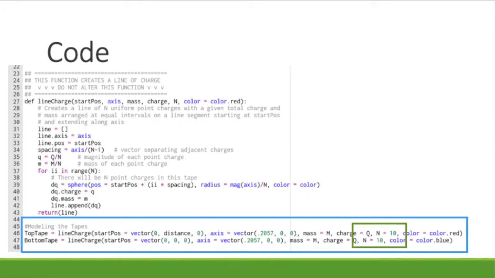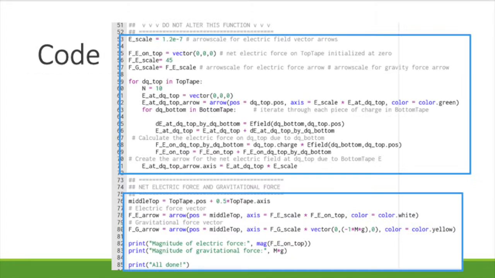Here the code creates the tape 1 and tape 2 models. N is the value used to divide the tape into more or fewer pieces, and I chose to use 10 pieces. The larger the N value is, the more accurate the calculation of the charge will be. This part of the code takes each individual piece of tape and calculates the electric force of the pieces and then sums them all up to get the magnitude of the electric force.